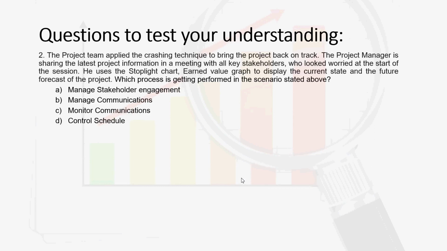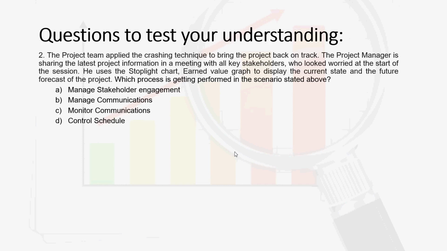Now let's move on to the second question. The project team applied the crushing technique to bring the project back on track. The project manager is sharing the latest project information in a meeting with all key stakeholders who looked worried at the start of the session. He uses the stoplight chart and earned value graph to display the current state and the future forecast of the project. Which process is being performed in the scenario stated above? Options are A, manage stakeholder engagement, B, manage communication, C, monitor communication, and D, control schedule.